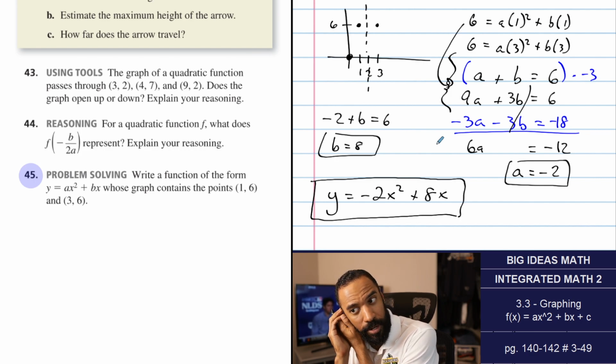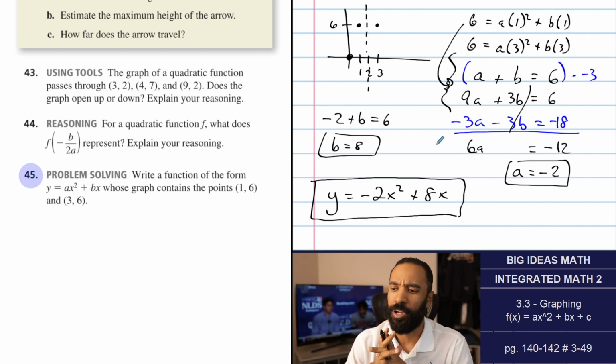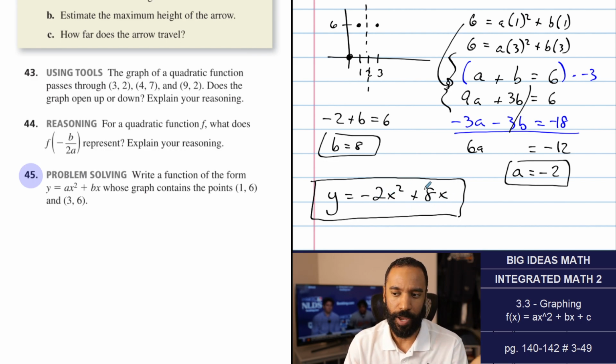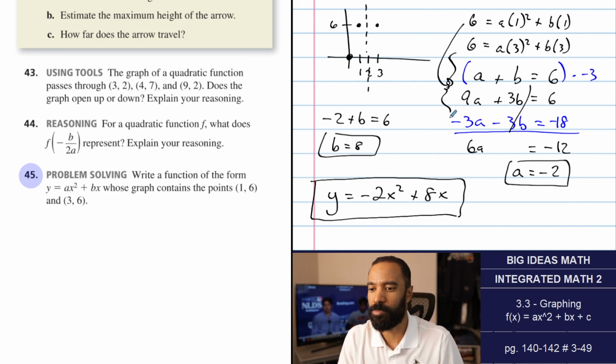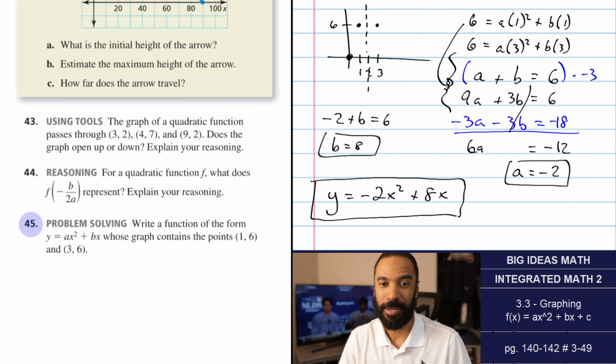Yeah, the vertex is right in the middle. I guess that didn't necessarily matter for us, but we can confirm. You get -b over 2a here, and you're going to get an x value of 2. And that's the form. Systems of equations. Haven't seen those in a long time, have you?